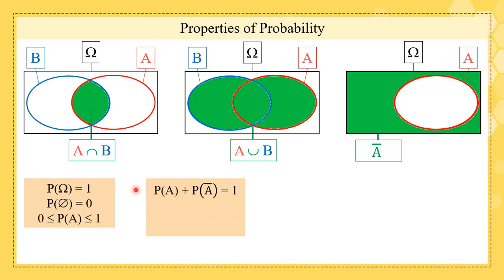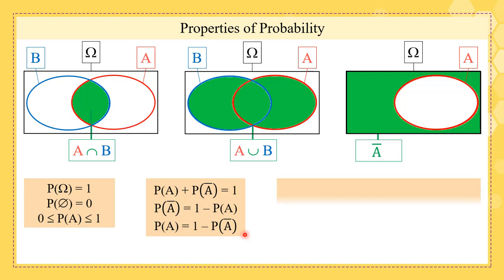Well, P of A plus P of A bar is 1. This is A, as you see, and this is A bar. So if we add the two probabilities, it would be the probability of omega, which is 1. And from here we can tell that P of A bar is 1 minus P of A, or P of A is 1 minus P of A bar.